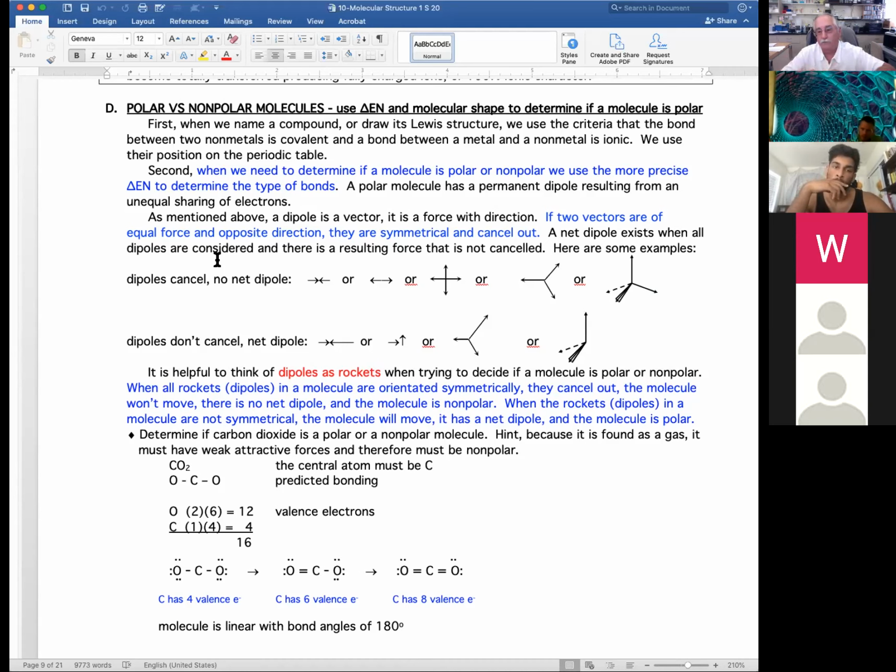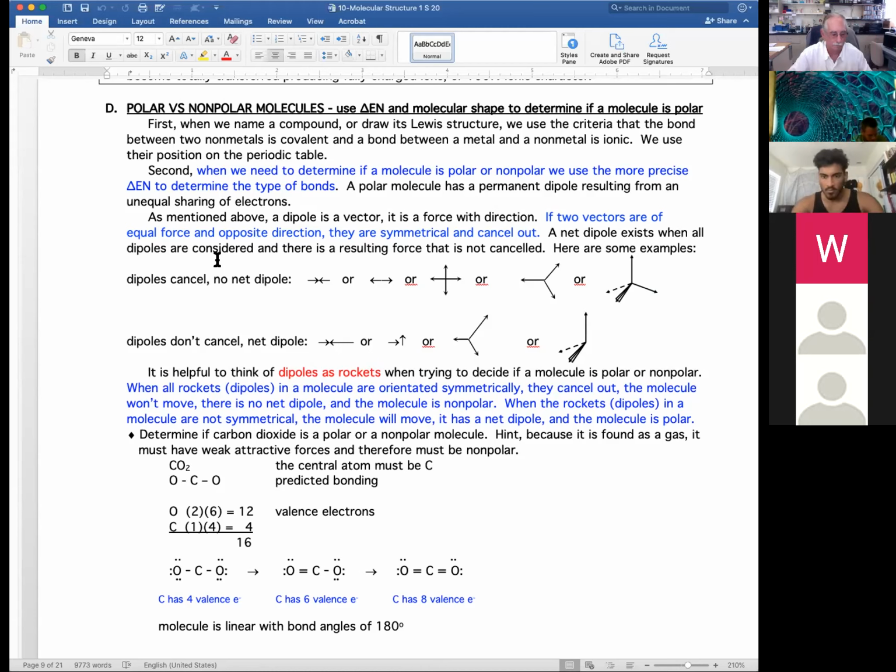Now, what if I take off one of these? Is this symmetrical? No, it's not. If these three are polar covalent bonds, if these three were rockets, and I fire these rockets, is it going to go somewhere? It's going to move, isn't it? That means that if these are polar covalent bonds, this is a polar molecule and will dissolve in water. If they are not rockets, if they're non-polar covalent bonds, there's nothing to fire. So it's not going to dissolve in water. Rather, it would dissolve in oil.